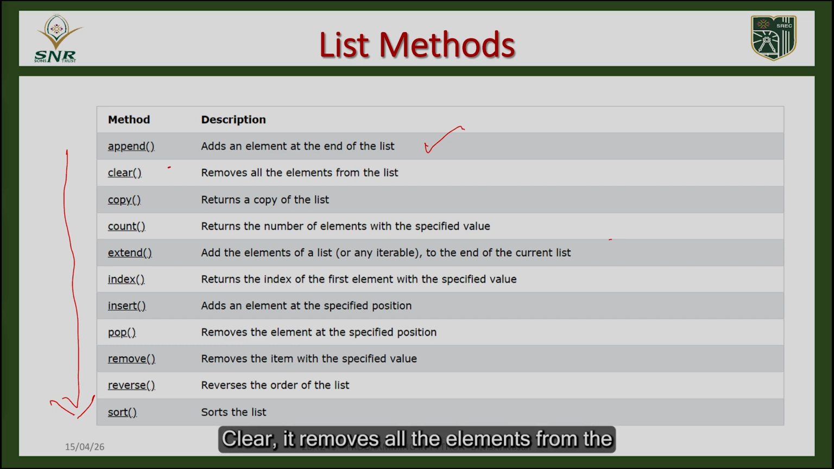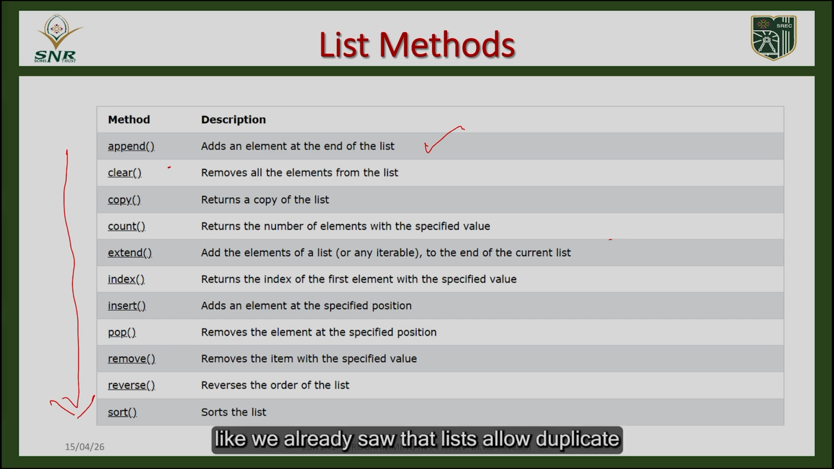Clear removes all the elements from the list. When I just give the list name and clear, it will remove all the elements from the list. Copy returns a copy of the list, like the values from one list can be copied into a new list. Count counts the occurrences of the values in the list.